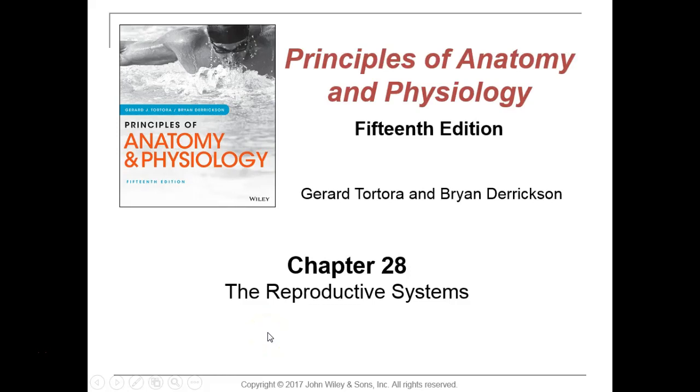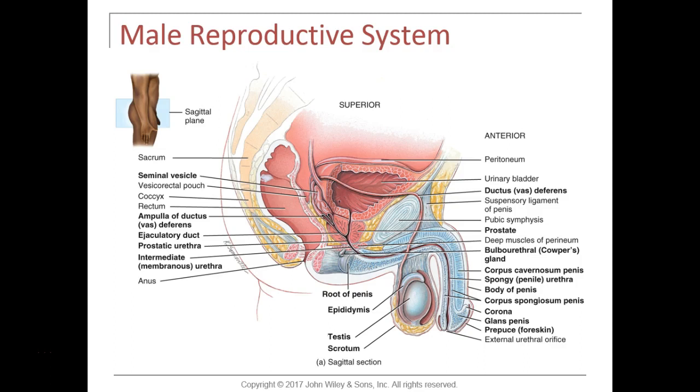Hello students. Today we're going to talk about the male and female reproductive system, chapter 28 in our book. So let's just go over some general features of the male reproductive system and then get into the physiology. Both the male and the female reproductive systems involve external and internal reproductive structures.